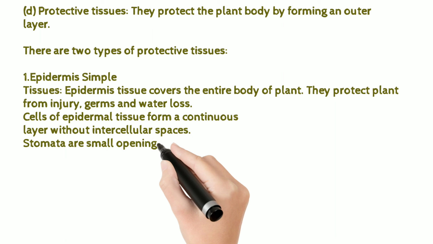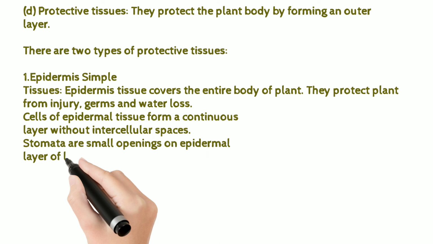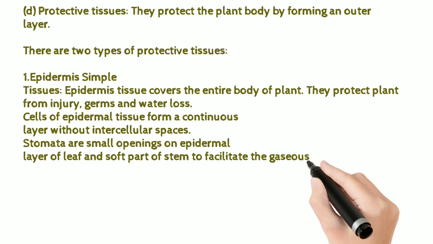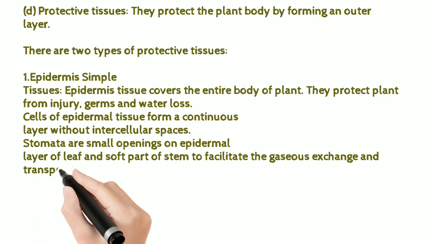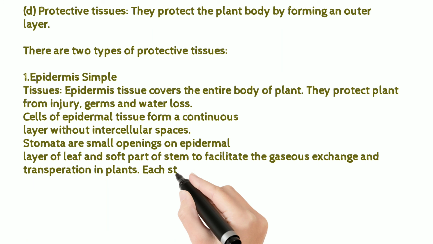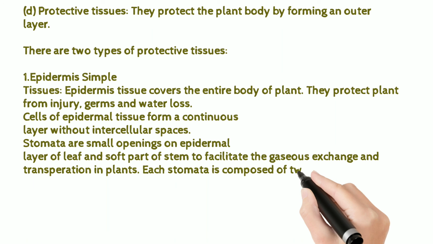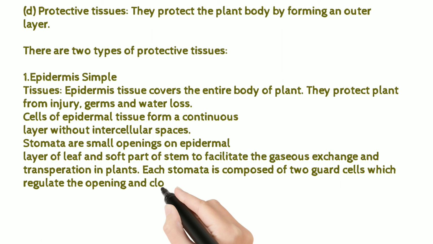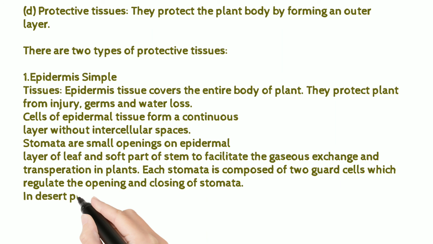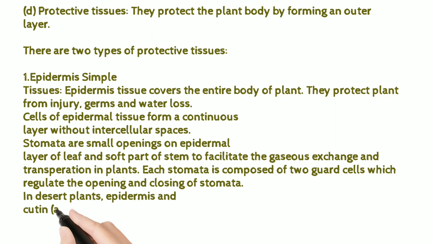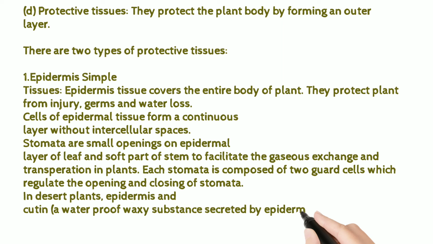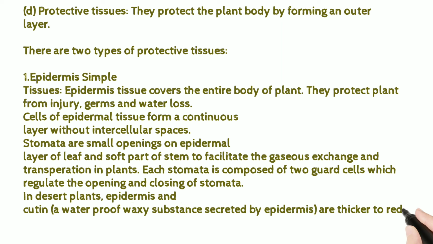Stomata are small openings on epidermal layer of leaf and soft part of stem to facilitate the gaseous exchange and transpiration in plants. Each stomata is composed of two guard cells which regulate the opening and closing of stomata. In desert plants, epidermis and cutin, a waterproof waxy substance secreted by epidermis, are thicker to reduce loss of water due to transpiration.